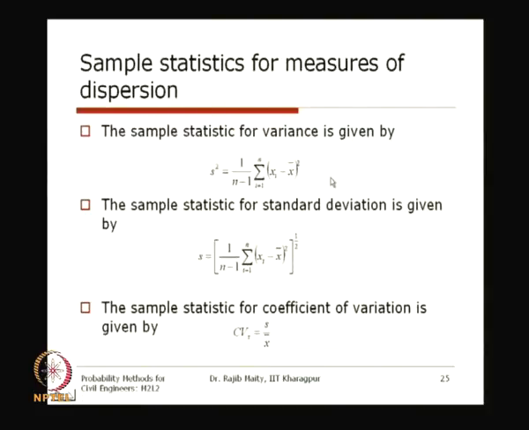Now, if I want to know the sample statistics of this measure of dispersion, the sample statistics of the variance is given by the following. Sample statistics means that for the random variable, some observations xi are taken. If the number of samples is n, then we take xi minus x bar, which is the sample mean, square this, sum them up and divide by n minus 1. This minus 1 is to make this estimate unbiased.